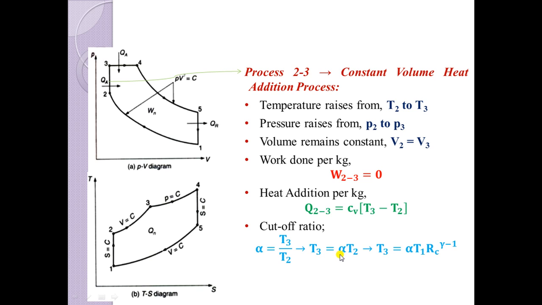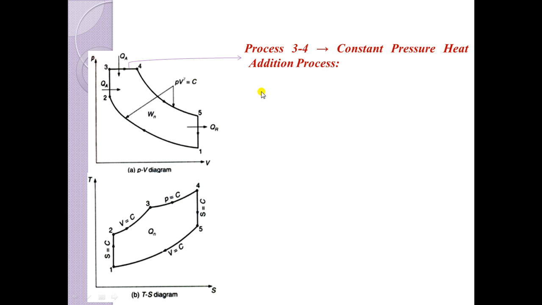So we can write T3 is equal to alpha into T2, and T2 is given by T1 RC^(gamma-1) from the previous case. Finally we will get T3 is equal to alpha into T1 RC^(gamma-1). Moving on to the next one, that is process 3 to 4, which is constant pressure heat addition.